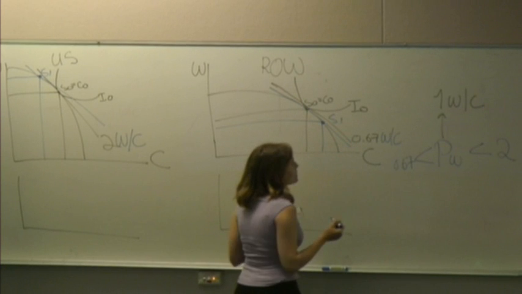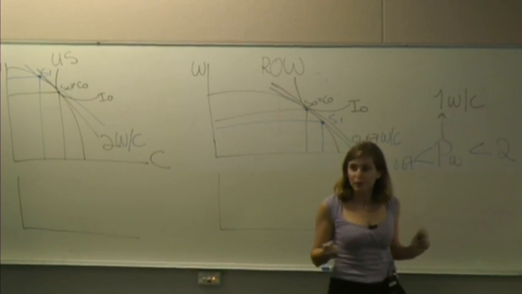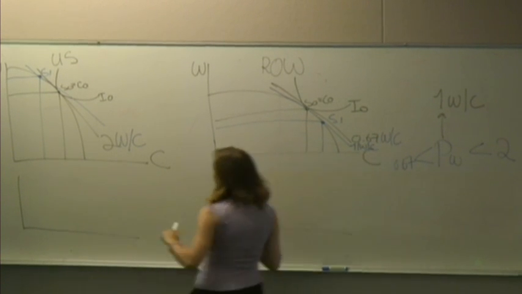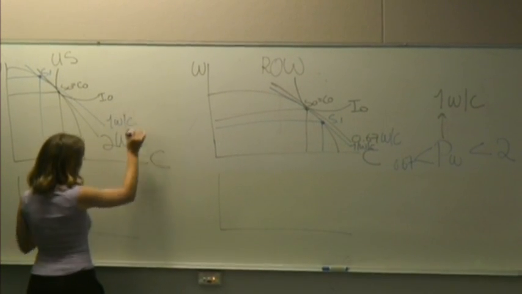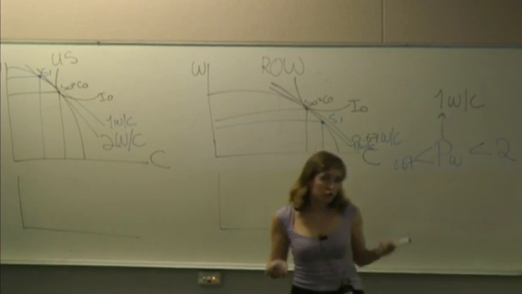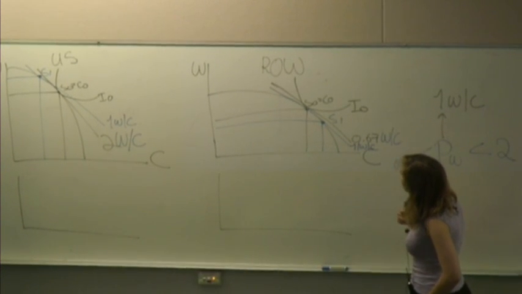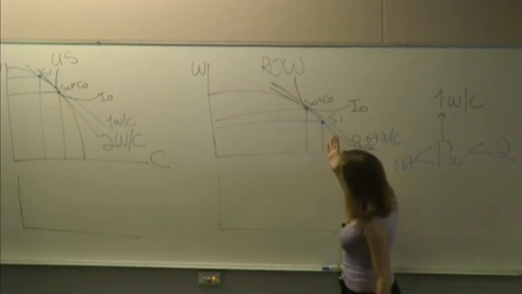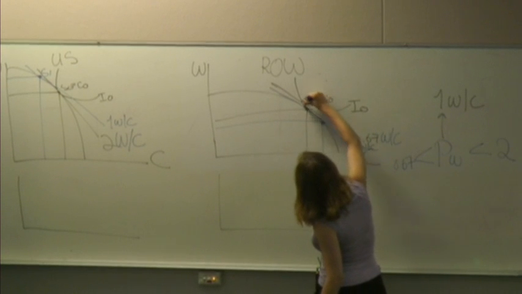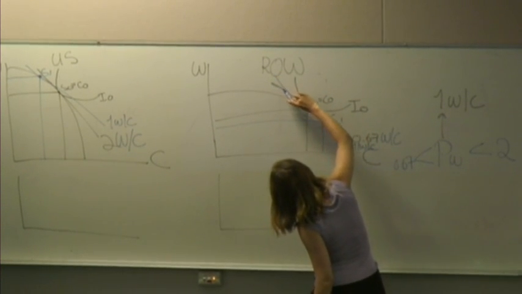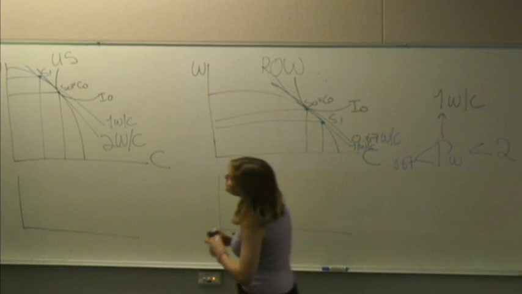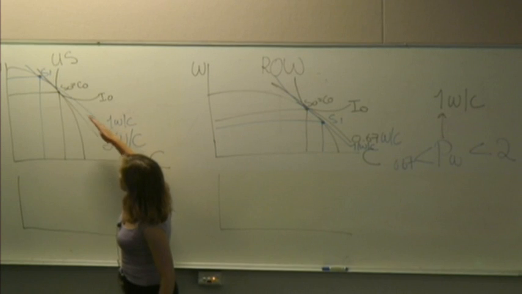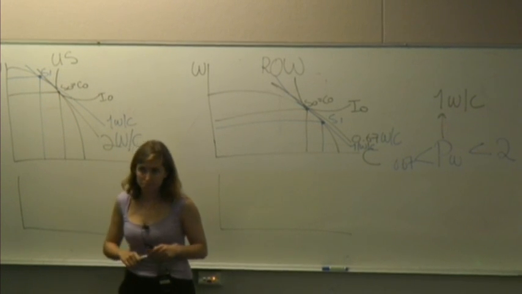Now, we've already said that the new world price is 1 wheat per cloth. So the slope of this line is 1 wheat per cloth. You might be interested in noting that because the price of cloth is going up in the rest of the world, you can see that the slope of this line is getting steeper. Whereas because the price of cloth is decreasing in the US as they get more supply, the slope of the line is getting flatter.